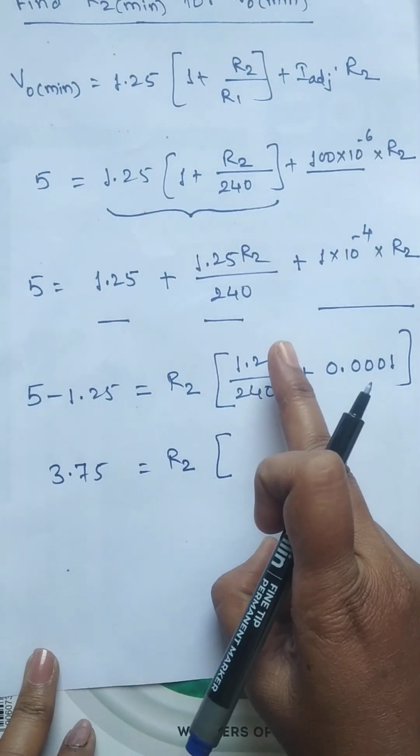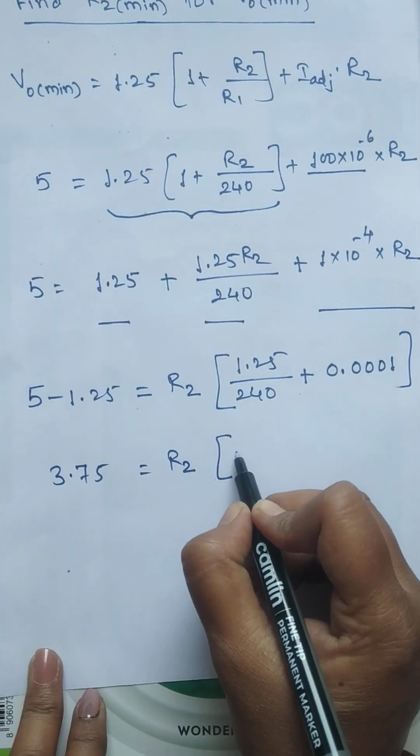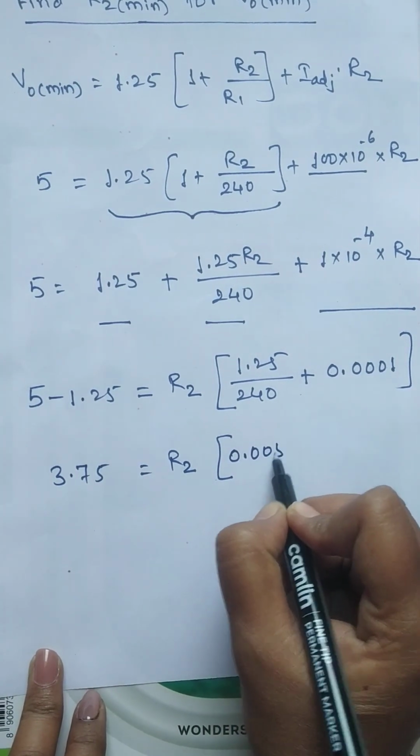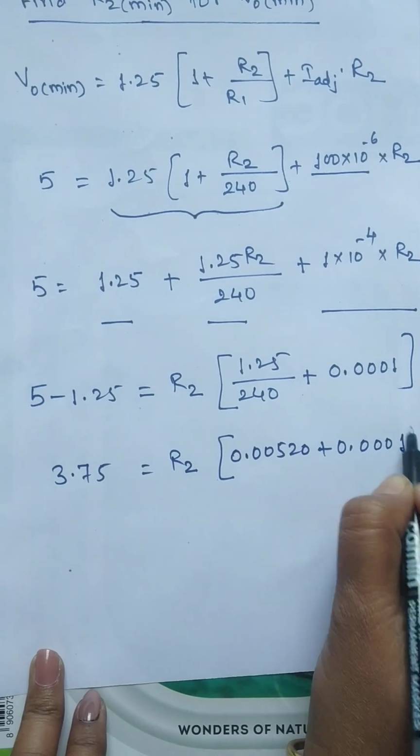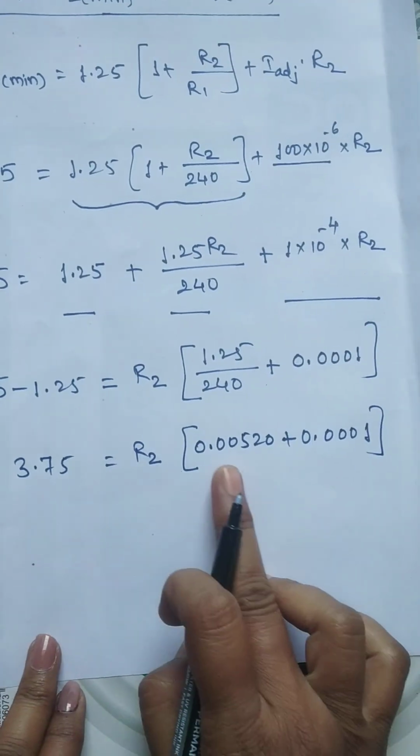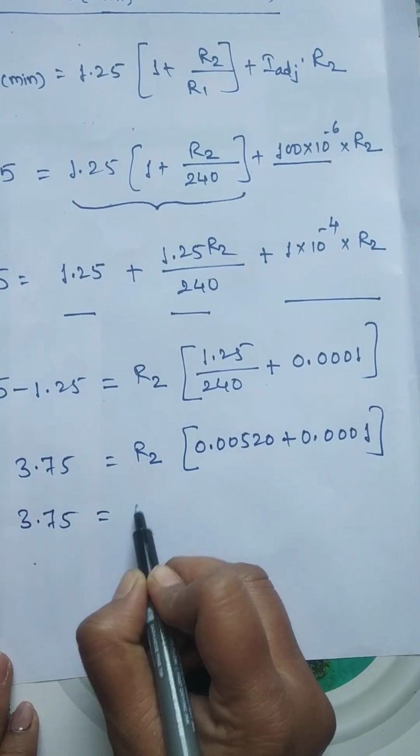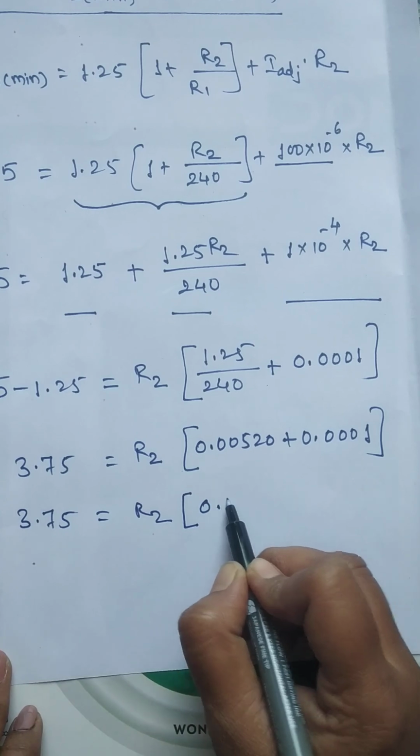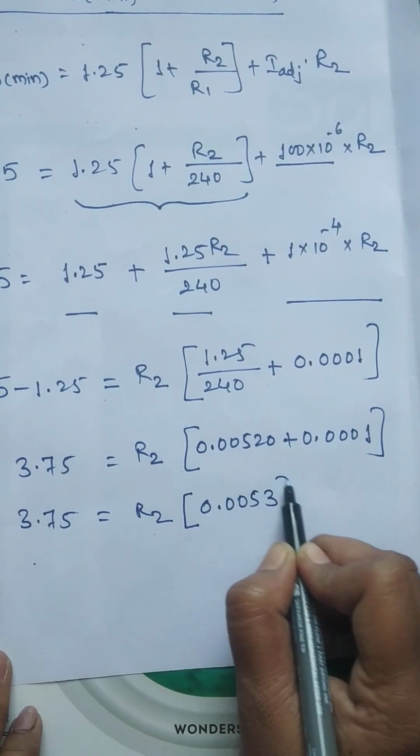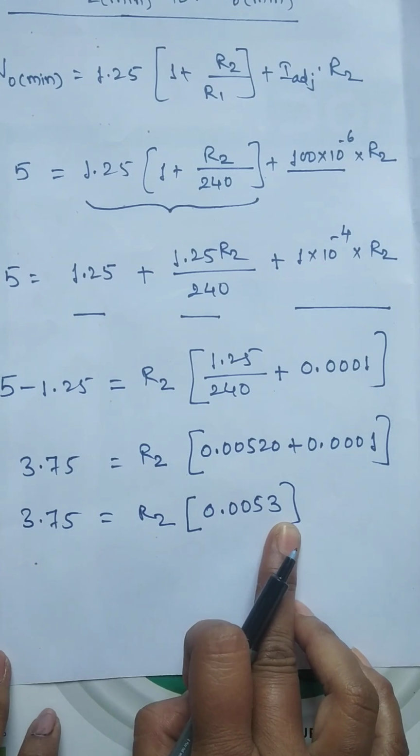Do this division, 1.25 upon 240. It will be equal to 0.00520 plus 0.0001. Now add these 2 terms together. It will be R2 into 0.0053. Means it will be R2 multiplied by 0.0053.